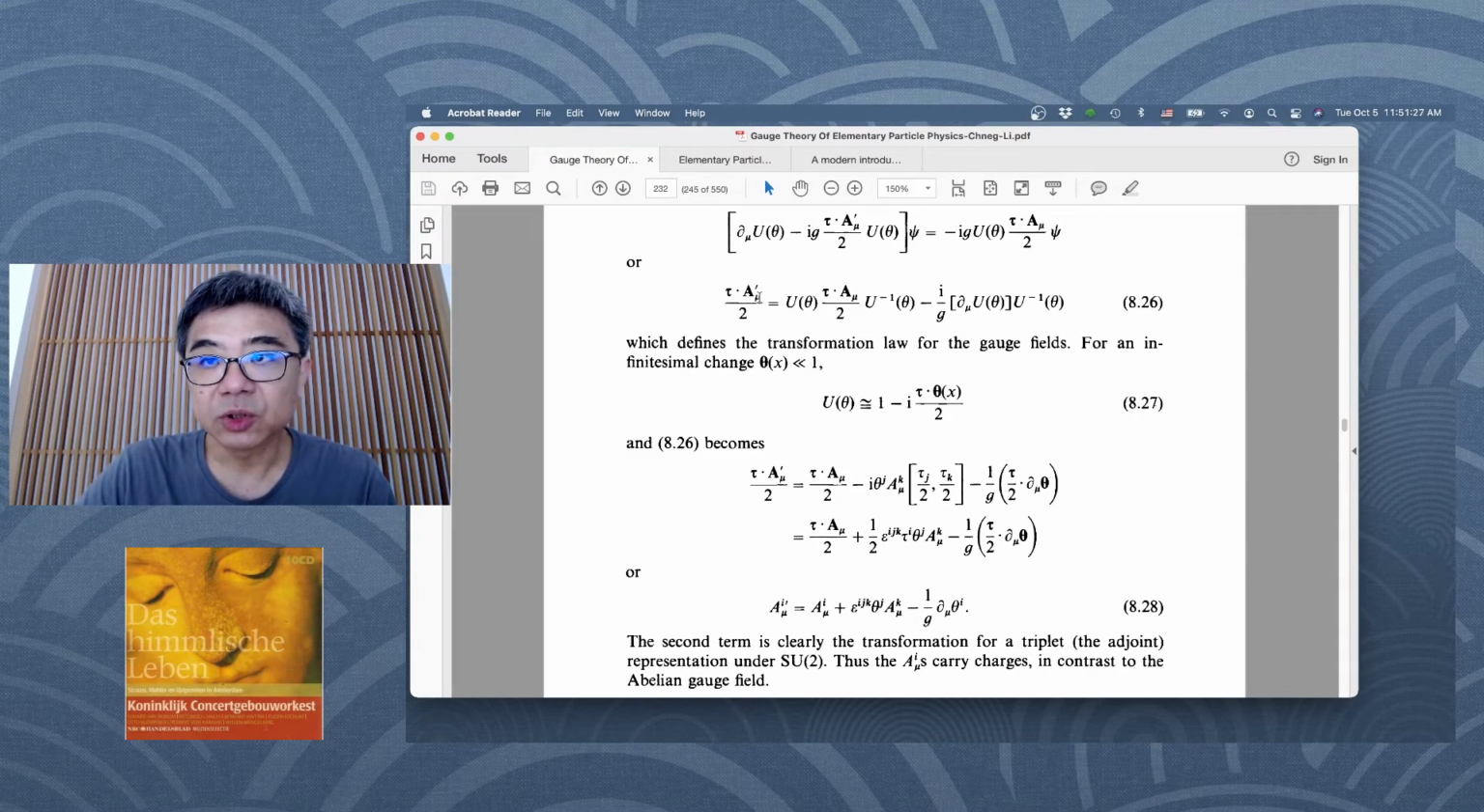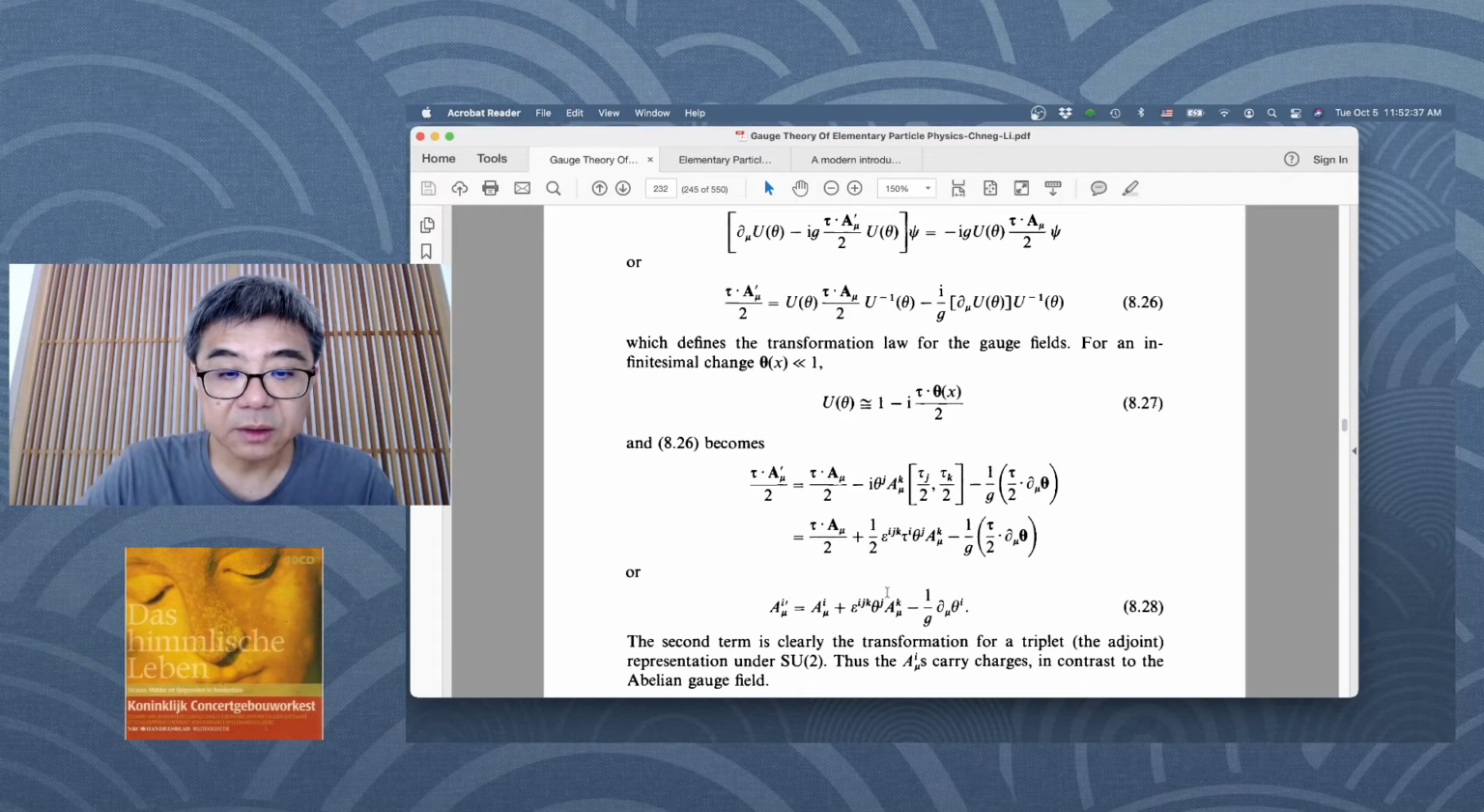We usually continue to use an infinitesimal transformation, which could be written as U equal to 1 minus tau dot theta when theta is very, very small. If you plug this formula into 8.26, then you can write down the transformation property of A when theta is very small. Therefore you get 8.28. I don't want to follow through all the derivation; you can do it yourself at home. So when the transformation is infinitesimal, A prime equals A minus partial mu theta I. This part corresponds directly to the partial mu alpha that happens in U1.